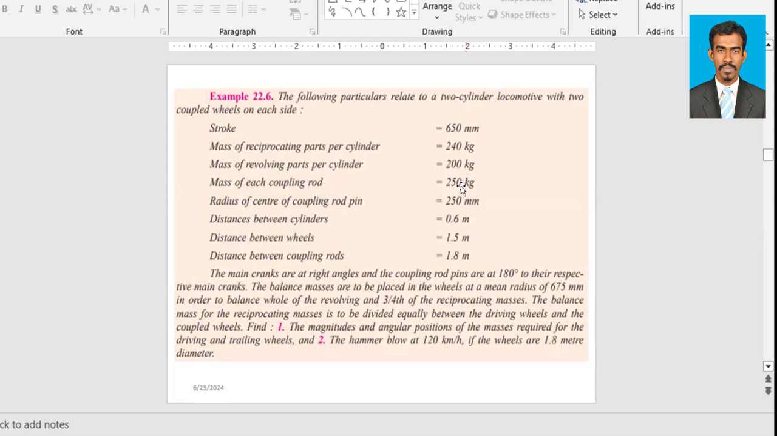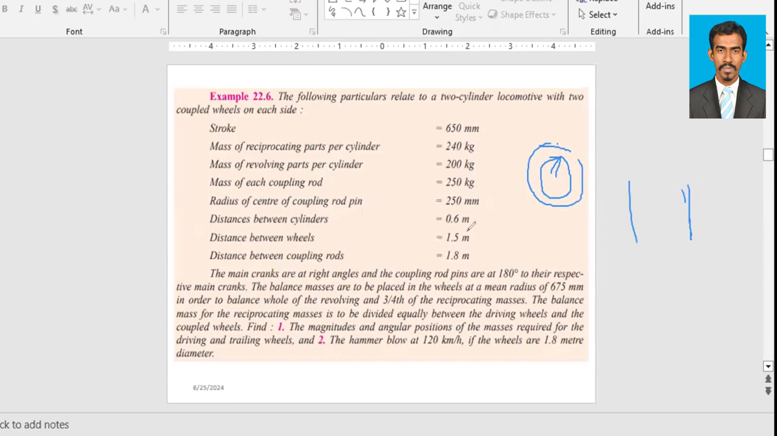The radius of center of coupling rod pin. I told you it can be considered as rotating mass, because the pin of the coupling rod would be rotating in a circular path, so it can have a radius. That's why it's given: radius of center of coupling rod pin is 250 millimeter. The distance between the cylinders is 0.6 meter. So now we have two cylinders, that is 0.6 meter.